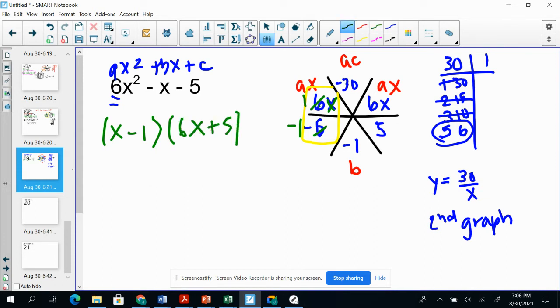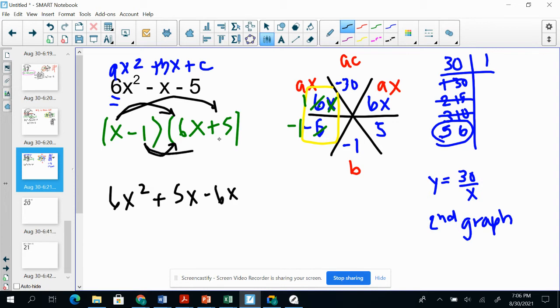And as always, don't take my word for it, check. So X times 6X is 6X squared. X times 5 will give me 5X. Negative 1 times 6X is a negative 6X. And then negative 1 times 5 is negative 5. Combine our like terms in the middle or simplify. So 6X squared minus X minus 5. And that's what we started with. So we just factored it appropriately.